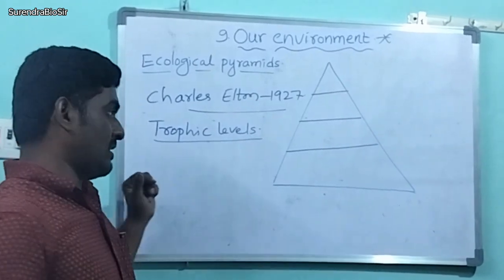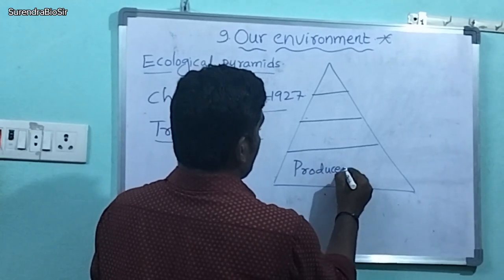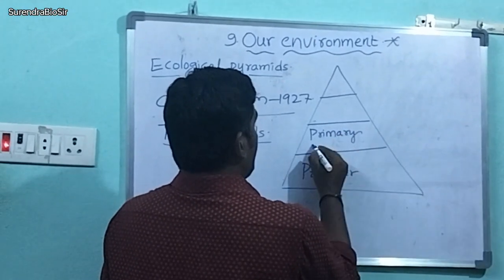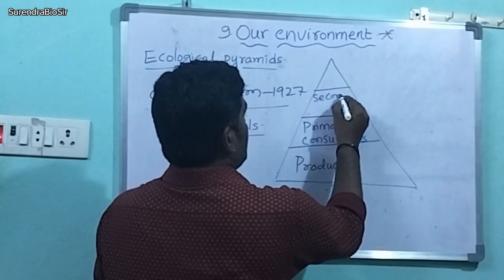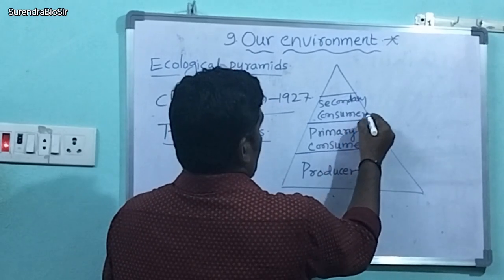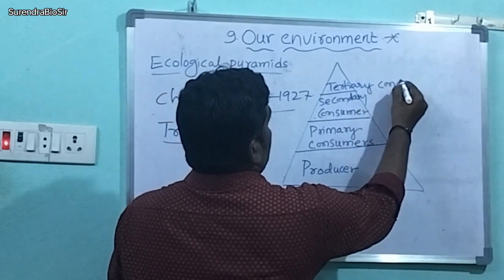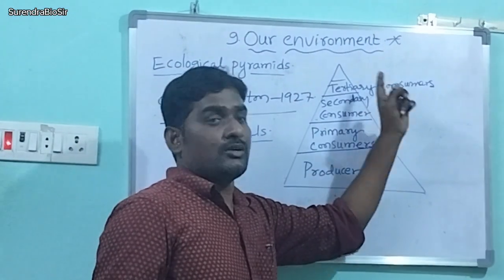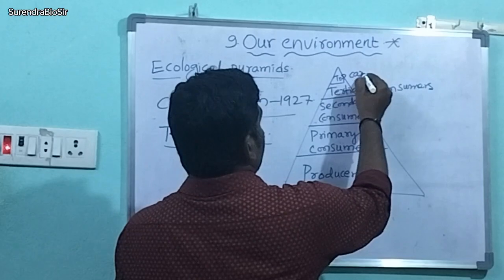If you observe these trophic levels, we can observe first the producers, and next primary consumers, secondary consumers, and tertiary consumers also there. Here there is no place, that's why I am writing here, but you should write inside the pyramid only. Next, top carnivores also there.